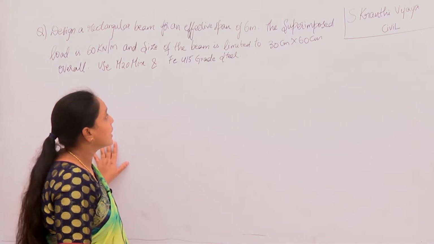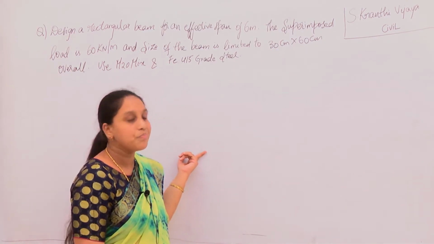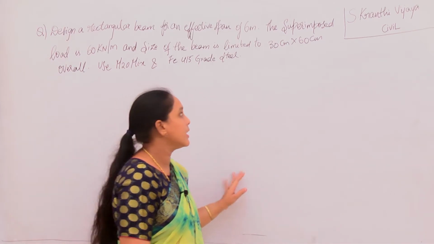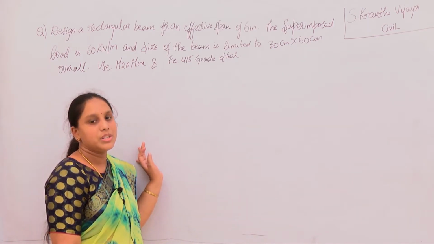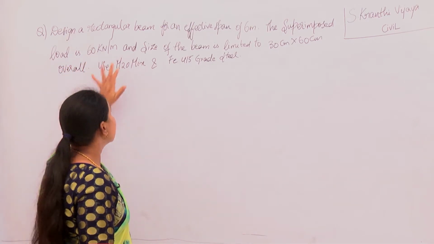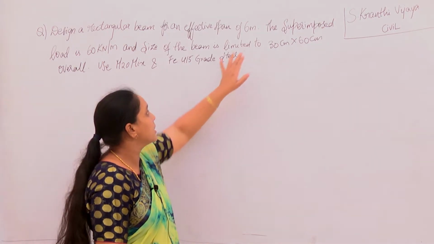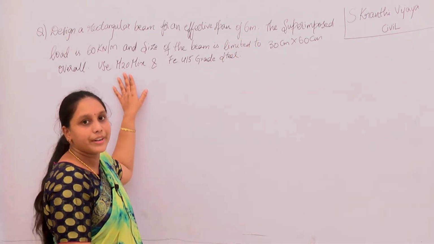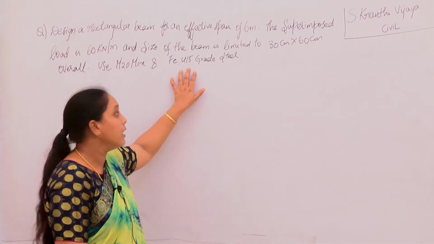So what are all the given data in this? The breadth of the beam is given, that is 30 centimeters, and the overall depth of the beam, that is capital D, is given here, which is 60 centimeters. The load acting, that is the live load or imposed load on the beam, is 60 kilonewton per meter, and the span of the beam is 6 meters. The grade of concrete is M20, and the grade of steel is Fe415.